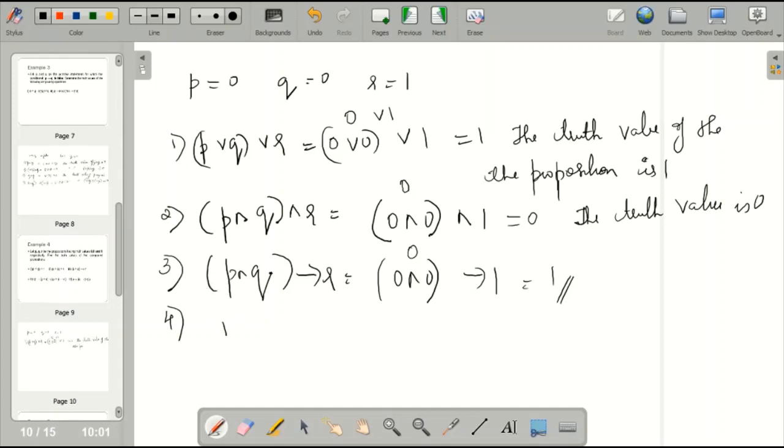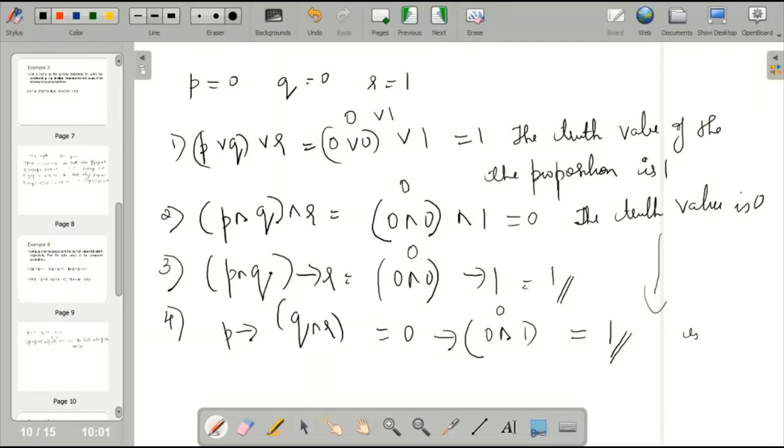Fourth one is P conditional Q and R. So what is P conditional? P value is 0, conditional Q and R, that is 0 and 1. You know the output of this is again 0. So what is 0 conditional 0? It is always 1. So write over there the truth value, same way you write over here, the truth value of P conditional Q and R is 1. So this is regarding the fourth.